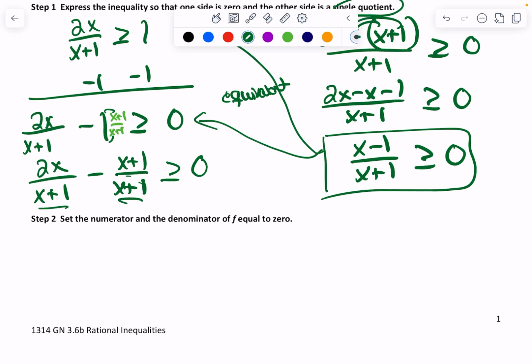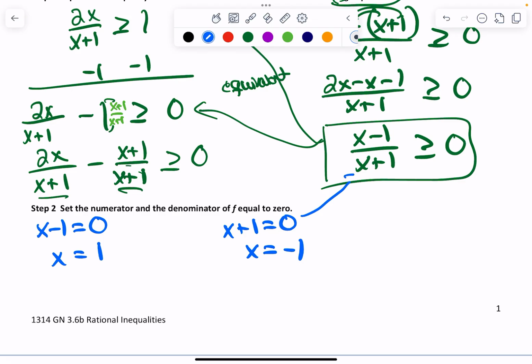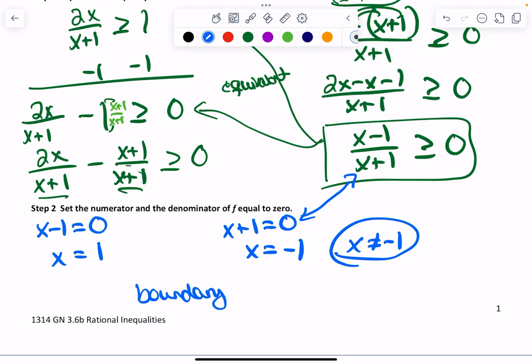Now, our next step, step number 2, is to set the numerator and the denominator of f equal to 0. So our numerator is x minus 1 equals 0. We get x equals 1. Our denominator, x plus 1 equals 0, gives x equals negative 1. Now, remember that this is the denominator, so x cannot equal negative 1. What did we just calculate here? We calculated the boundary points to figure out kind of where it is going.